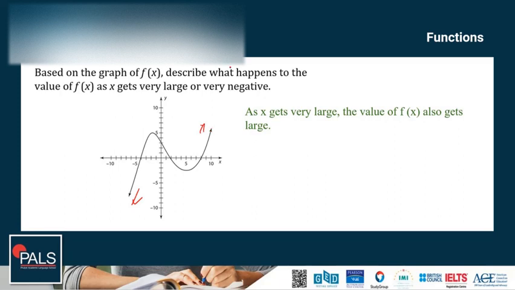And then, as x gets very negative here, going to the left, the value of the function gets very negative as well, because the arrow goes down.